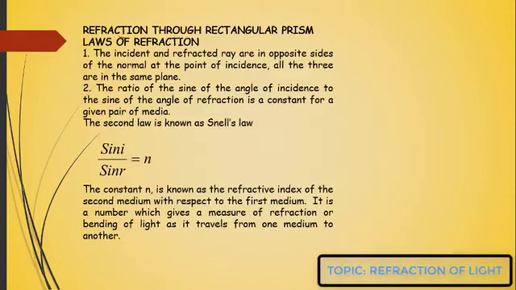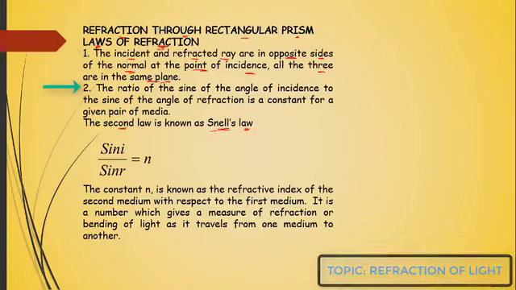Now let's look at refraction through a rectangular prism. For us to understand that, we need to get ourselves acquainted with the two laws of refraction. Remember, reflection also has two laws. Now, refraction has its two laws. The first law of refraction says that the incident and refracted rays are on opposite sides of the normal at the point of incidence, and that all three of them, the incident ray, the refracted ray, and the normal, are on the same plane. The second law of refraction is what we know as Snell's law of refraction.